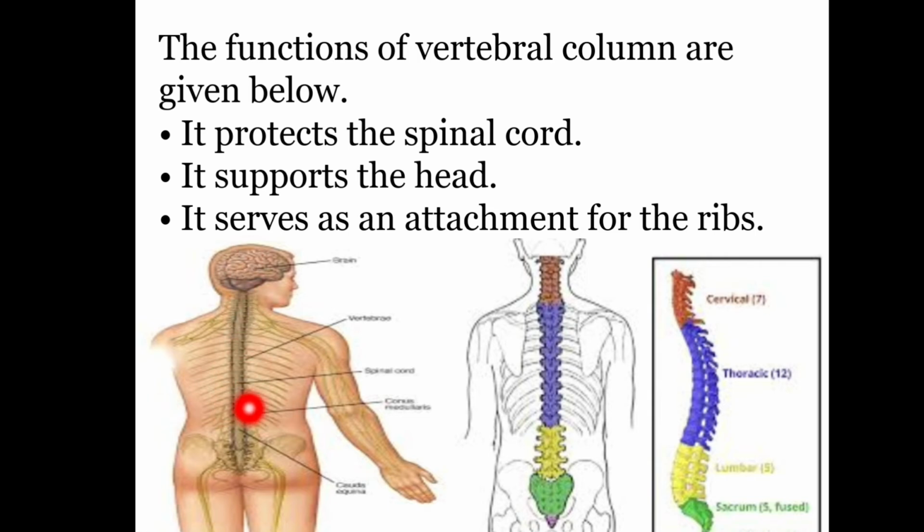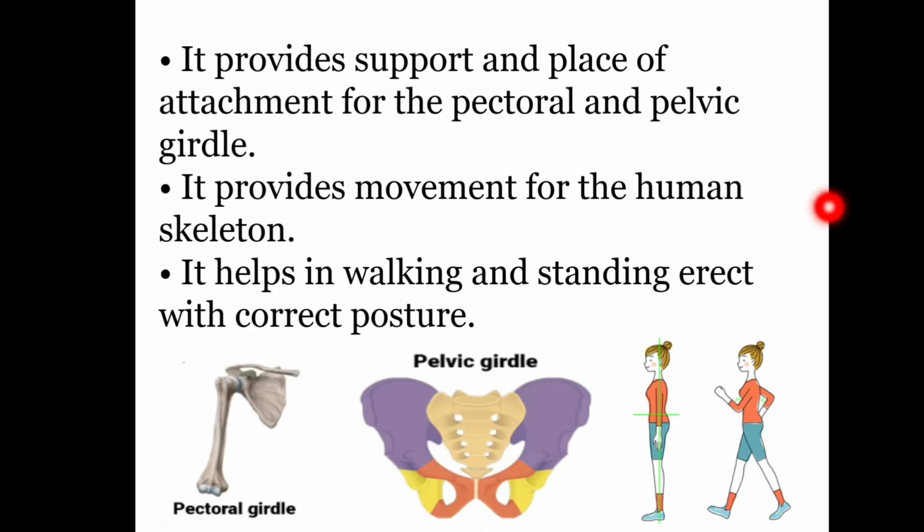What are the functions of the vertebral column? It protects the spinal cord. It supports the head. It serves as an attachment for the ribs. It provides support and a place of attachment for the pectoral and pelvic girdle. You can see here, this is the pectoral girdle and this is the pelvic girdle. So it provides support and a place of attachment for these two.